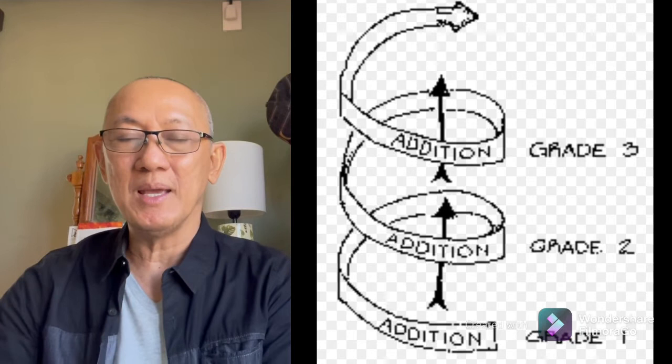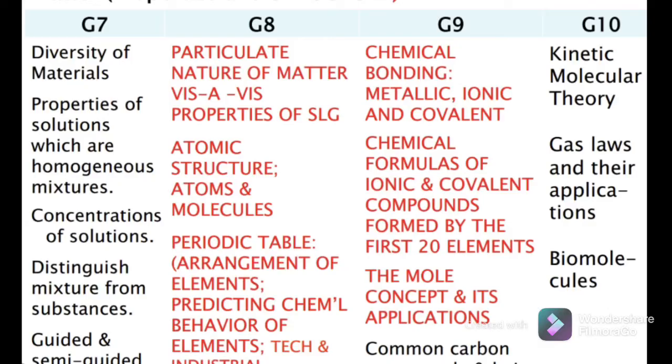One example is when you are a science teacher and you are handling grade 7 up to grade 10. Say, for example, in grade 7 your concept is about matter, and you will be teaching about the diversity of materials. In grade 8 you will be teaching them the particulate nature of matter, and then in grade 9 you will have a progression: chemical bonding, metallic, ionic, and covalent, and in grade 10 you have kinetic molecular theory.